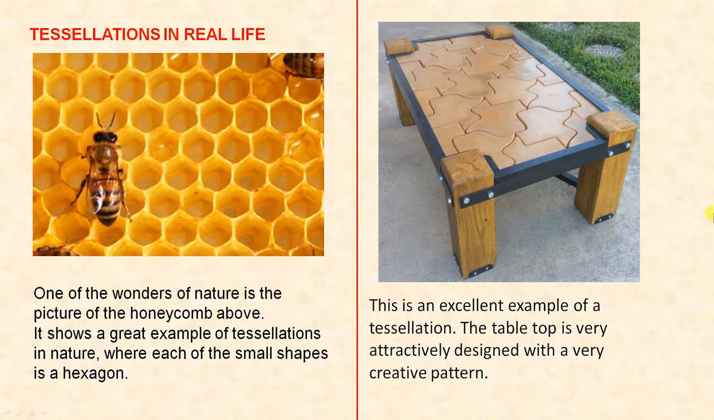Tessellations in real life. One of the wonders of nature is the picture of the honeycomb above. It shows a great example of tessellations in nature where each of the small shapes is a hexagon. This is an excellent example of a tessellation. The tabletop is very attractively designed with a very creative pattern.